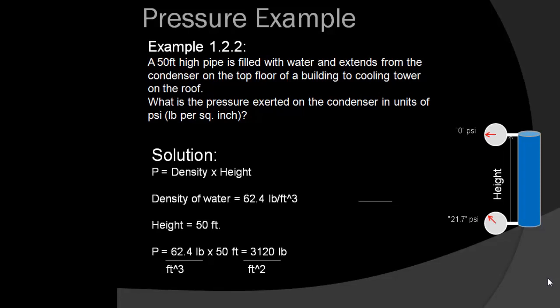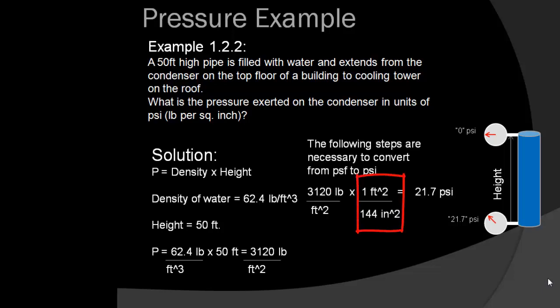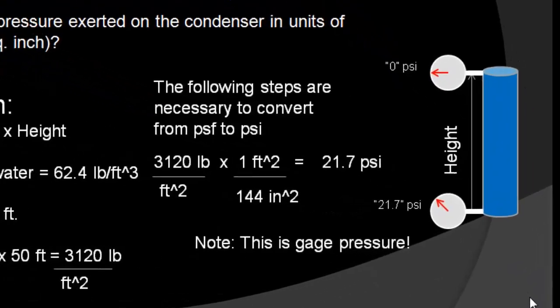But the question was not in PSF, but in PSI, pounds per square inch. To do so, we simply apply unit analysis to convert square feet to square inches using the factor 1 square foot is equal to 144 inches squared. Doing the math, we see that the answer comes out to 21.7 pounds per square inch. Please note, this is gauge pressure.